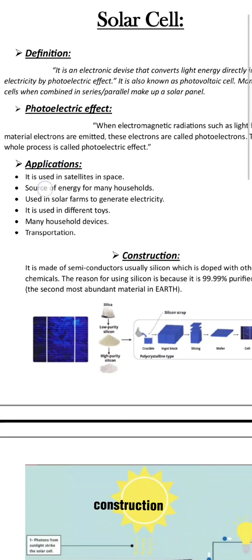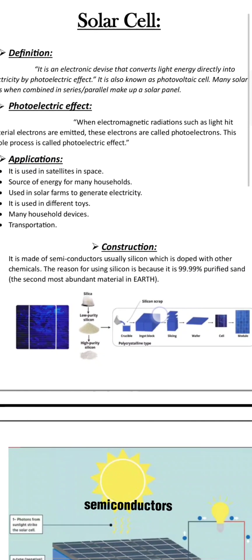So up next is construction. It is made of semiconductors, usually silicon, which is doped with other chemicals. The reason for using silicon is because it is 99.99% purified sand, the second most abundant material on Earth. I may simply present it to you as: solar cell is made up of semiconductors, which are not in pure form, but doped with some other materials like some pentavalent and trivalent materials. The basic reason that we use silicon as a semiconductor in this case is that it is made from sand. However, the purification process is a bit different.